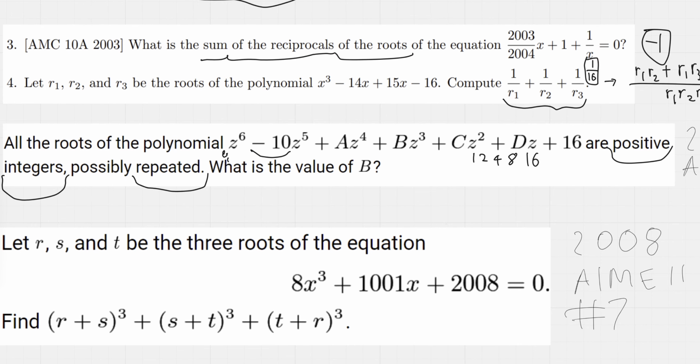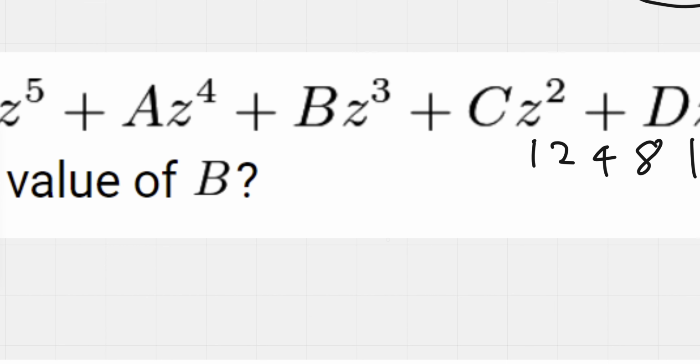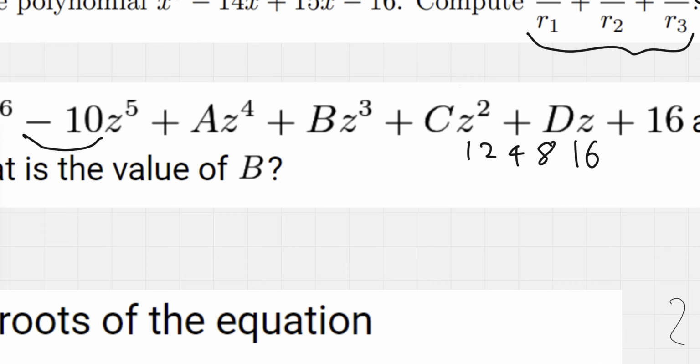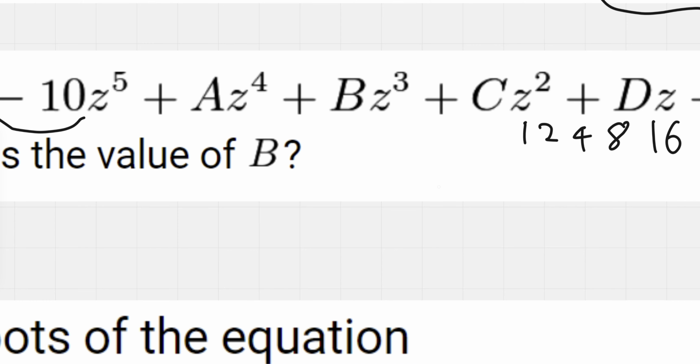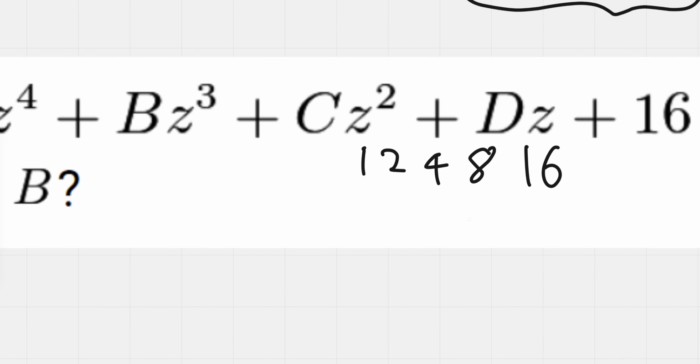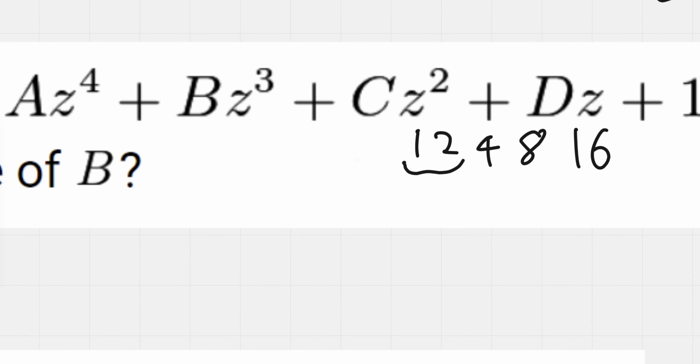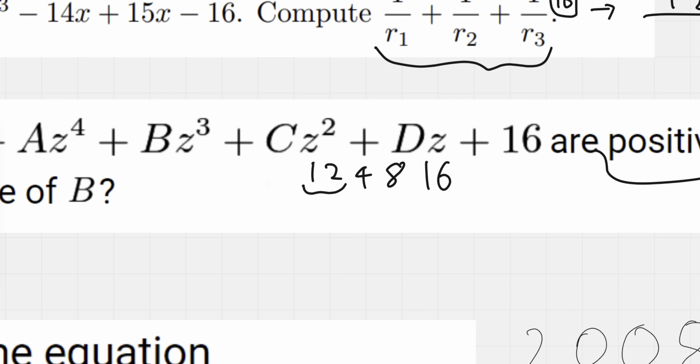Now we're asked to find the value of b. Well, first we have to find a way to make these roots in such a way that their product is going to be 16 and their sum is going to be equal to 10. Okay. So we might think that with a lot of roots and a relatively small sum, we should probably try to maximize the number of small terms we have, like 1 and 2. But we also have to figure out how to make a 16 out of this.